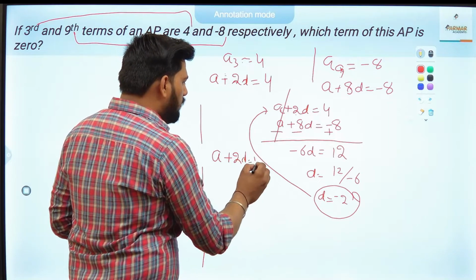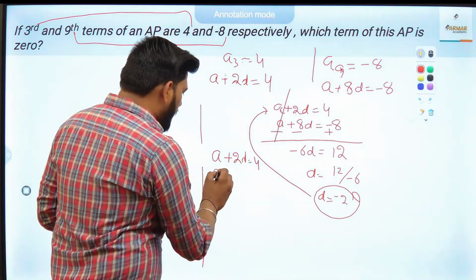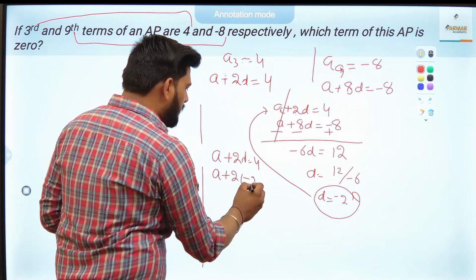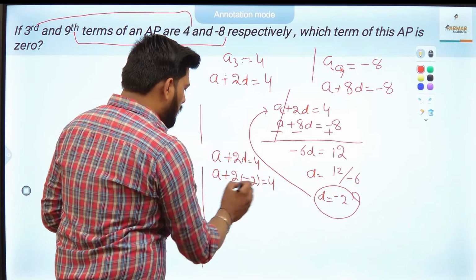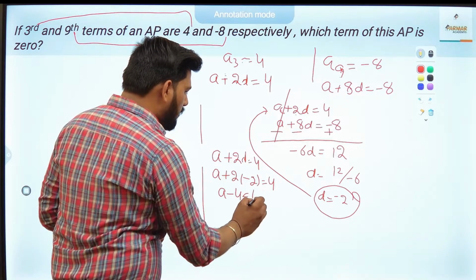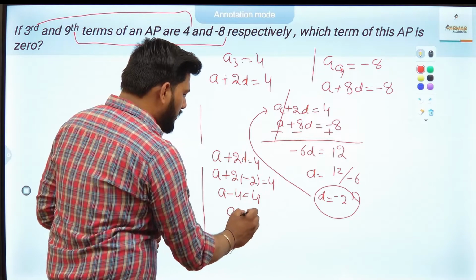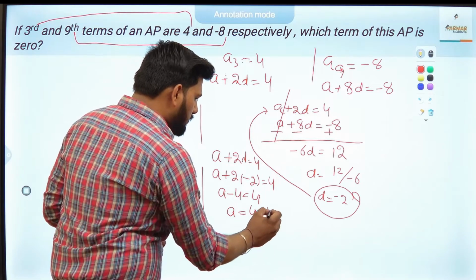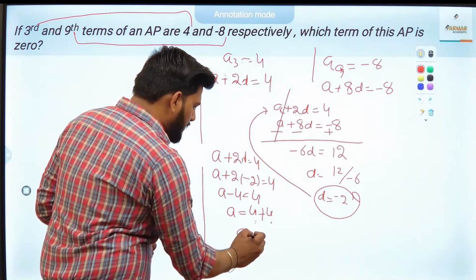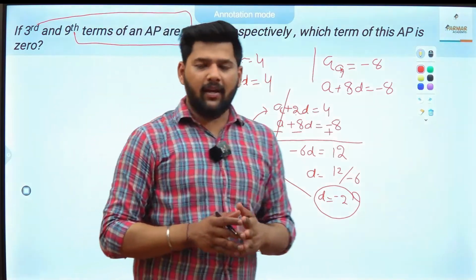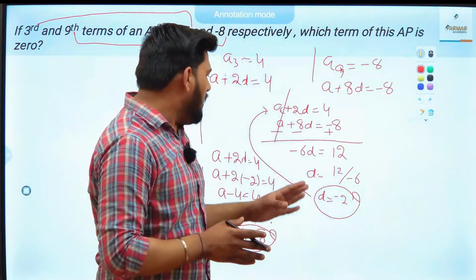is equal to 4. Now put the value: a plus 2 times the difference, minus 2, is equal to 4. So a plus minus minus is equal to 4. So a is equal to 4 plus 4. So a is equal to 8. So the first term of the required AP is 8 and the common difference is minus 2.